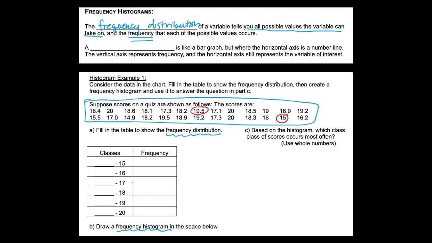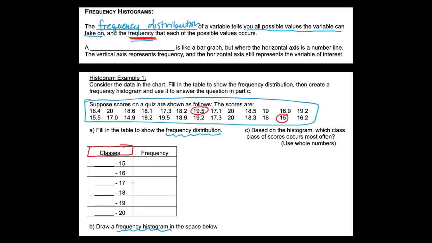So you can see here on the left-hand side where it says classes, they're partially filled out. And so all of these classes are going to have a range. So they're going to start at one number and end at another. And then what we're going to do is we're going to find the frequency that each of the possible values occurs. So how many scores are between these two numbers in the class? And so let's start there.